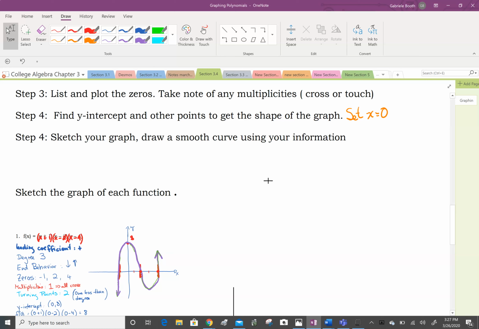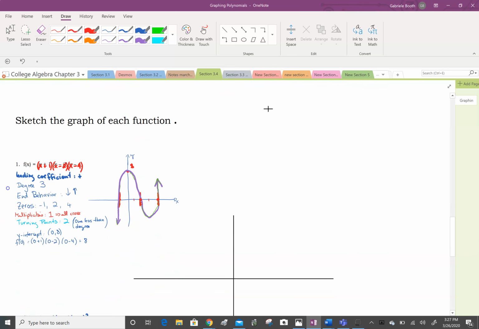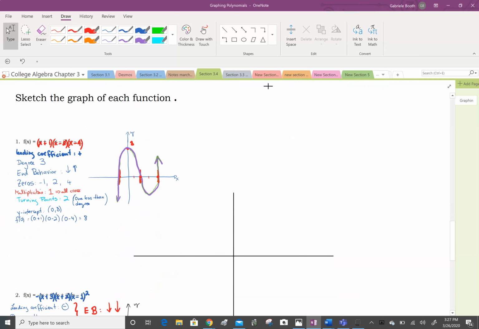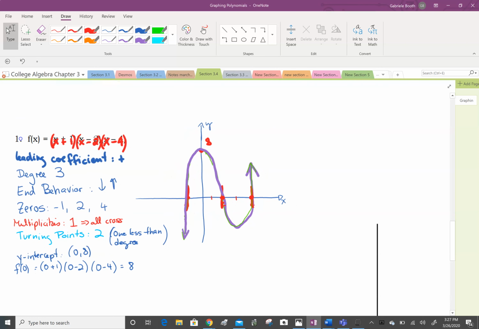Sketch your graph, draw a smooth curve using all the information. Also, don't forget the turning point. So let's take a look at this example here. We have f of x equals (x plus 1)(x minus 2)(x minus 4).